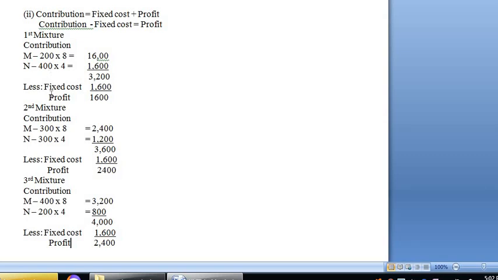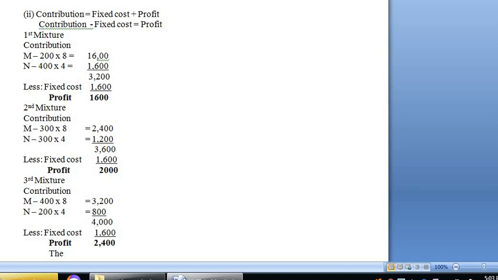Okay, now what we need to do is we need to compare these profits. Now for first mixture, profit is 1600. For second mixture, profit is 2000, and for the third mixture, profit is 2400. It means now which mixture is beneficial for the company? Third mixture is beneficial for the company.